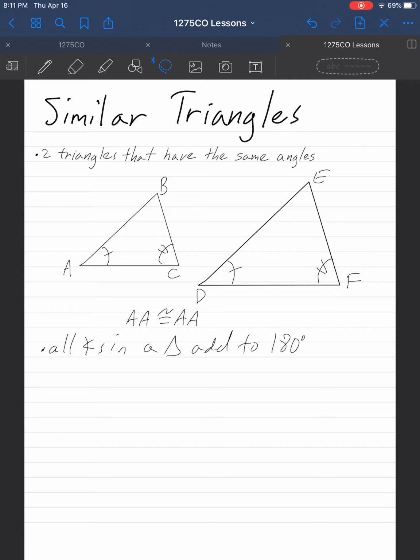Right? Because the fact that all triangles, every single triangle, have angles that add up to 180 degrees means that if these two angles maybe add up to 100 because they're the same, that means these two angles add up to 100 because they're the same, right? And since they all have to sum up to 180 in each triangle, that means these angles have to be 80, for instance.